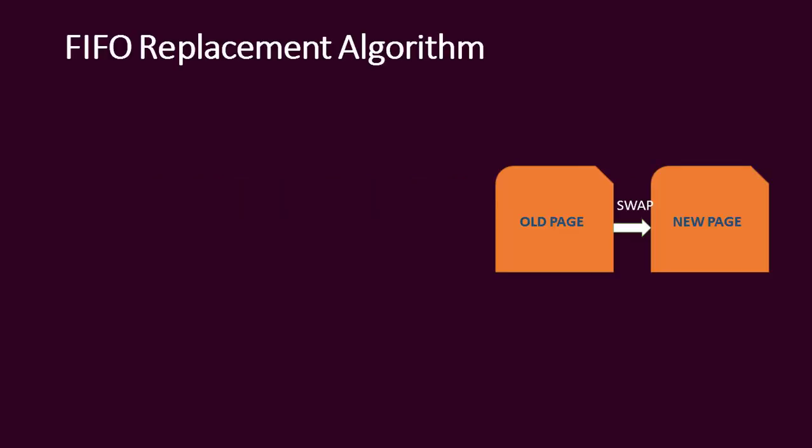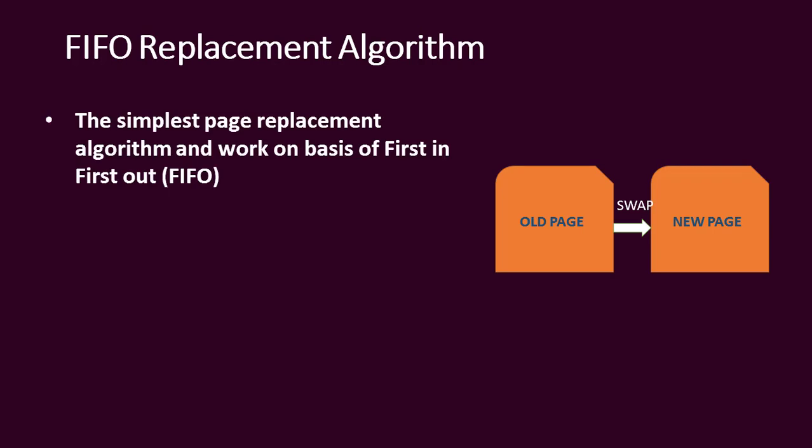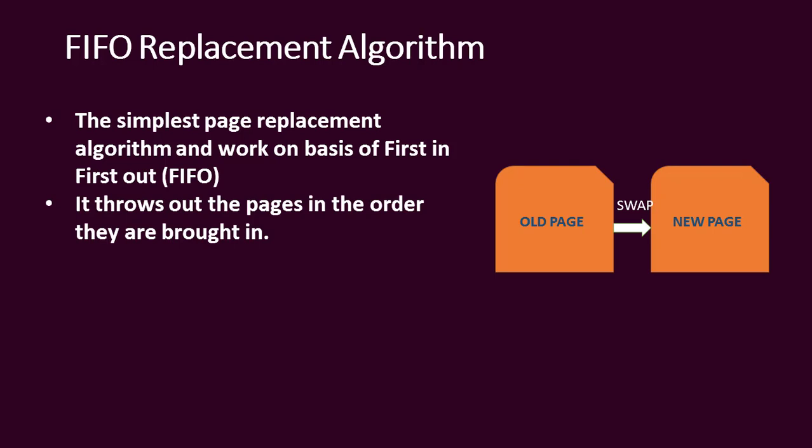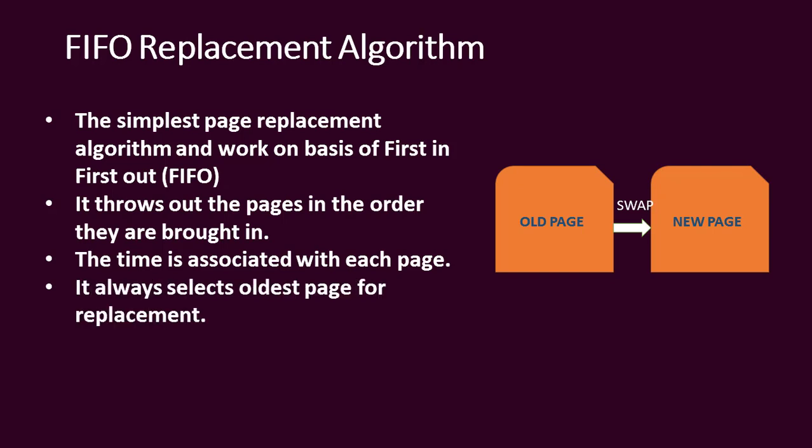Now the FIFO replacement algorithm is the simplest algorithm and it works on the basis of first in first out, as the name suggests. Here it throws out the pages in the order they are brought in. Whenever a page enters the system, a time is associated with each page and it always selects the oldest page for replacement. So to understand this, let us take one example.